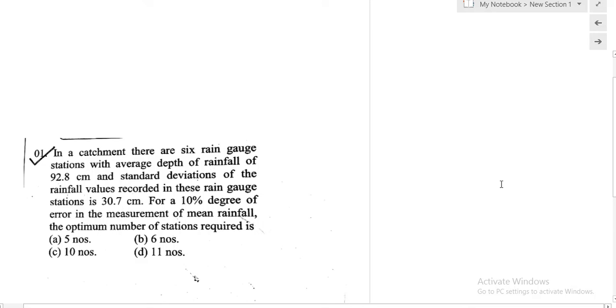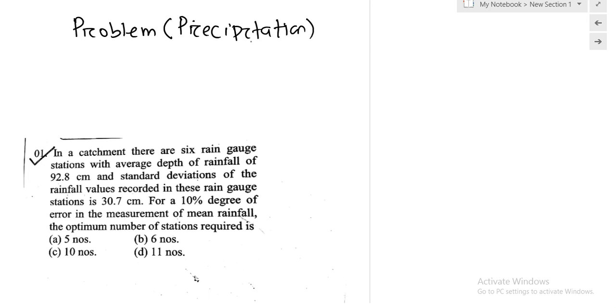So good morning friends. We have already discussed a topic called precipitation, and today we are going to solve some numerical problems based on precipitation. I assure you that none of the questions you will get will be outside of the questions I am going to solve today. Every question is very conceptual, so I hope you will enjoy today's session.